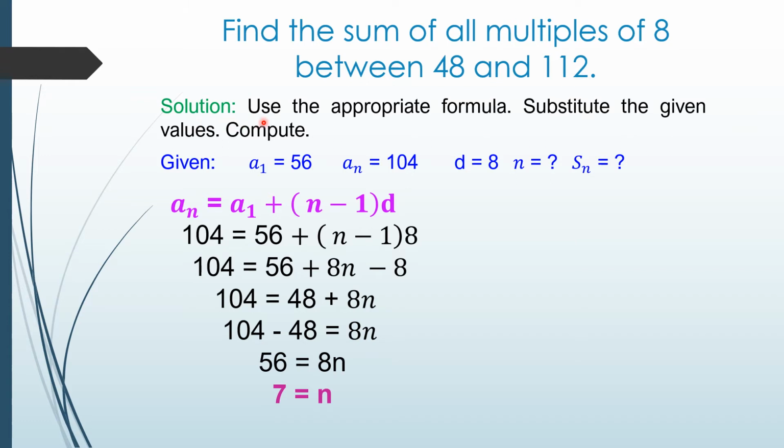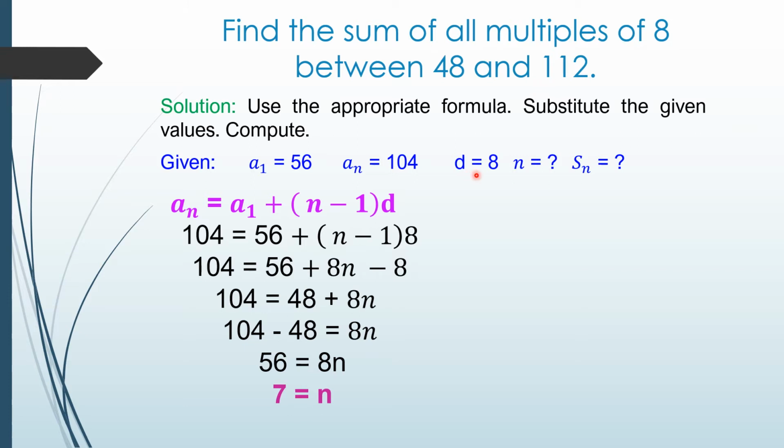For the solution, use the appropriate formula. Substitute the given values and then compute. Ano-ano ba ang given? For the first term, that is 56. Bakit 56? Kasi ang unang number pagkatapos ng 48 na multiple ng 8 ay 56. Ang ating nth term or yung last term natin ay 104. Bakit 104? Kasi ito ang multiple ng 8 bago dumating ang 112.